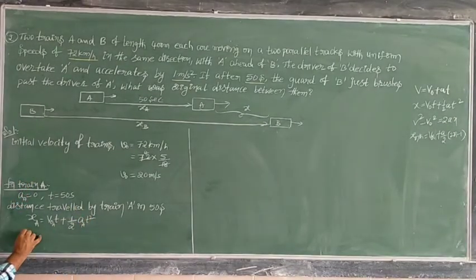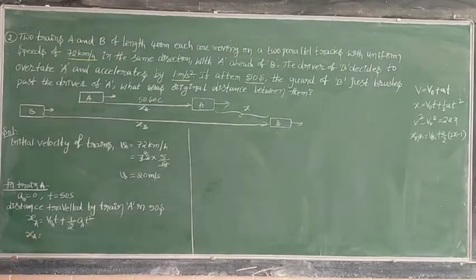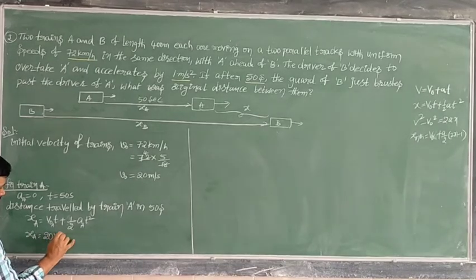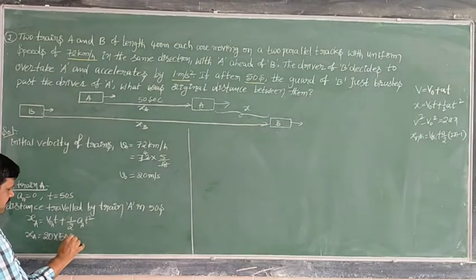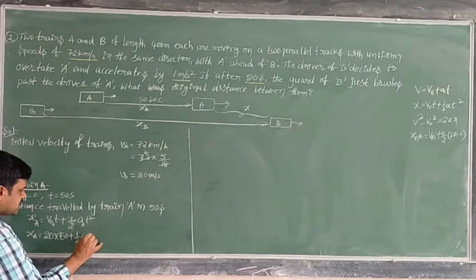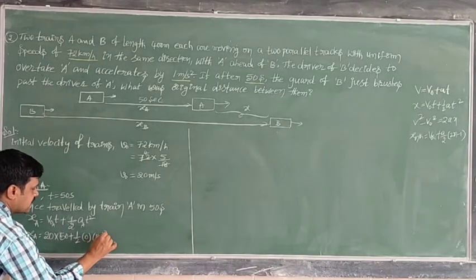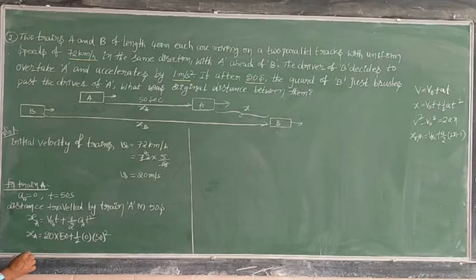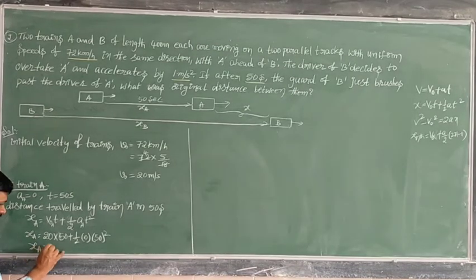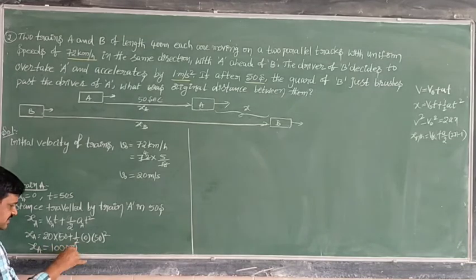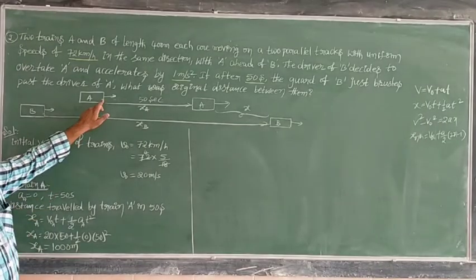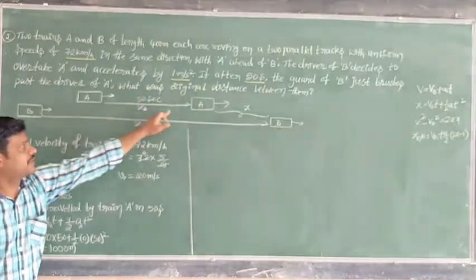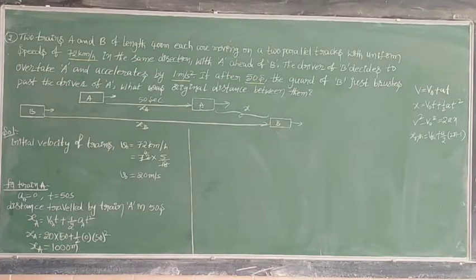Now distance traveled by train A, XA, is equal to initial velocity of train A, 20, into time, 50 seconds, plus half into acceleration, 0, into 50 square. So this complete term is 0. 20 50s is nothing but 1000. So XA is equal to 1000 meters. That means with the same initial velocity, in 50 seconds, the distance traveled by train A is 1000 meters.